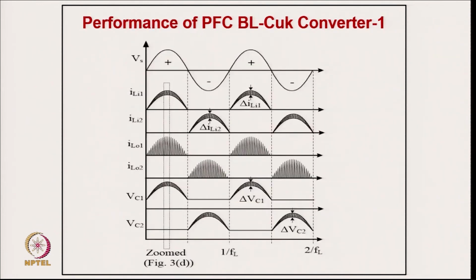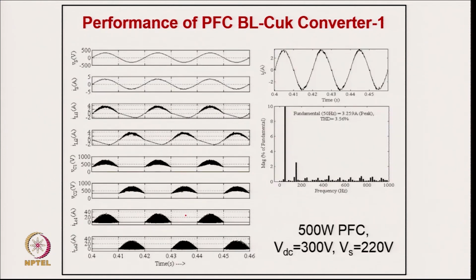And this is the conceptual waveform: you have an input voltage, and an input inductor for positive half cycle and negative half cycle, which are in continuous mode, and the output inductors are in discontinuous mode, and the capacitor for positive half cycle energy transfer and negative half cycle is in continuous mode also. And this is the simulated performance of 500 watt, 300 volt output and 220 volt input. You can see input voltage and input current are in phase, and current is almost sinusoidal with a THD of only 3.56%. This is the input inductor current for positive and negative half cycle, which are continuous, and this is the capacitor voltage for positive and negative half cycle, which are also continuous, but the output inductor current for positive and negative half cycle are discontinuous.